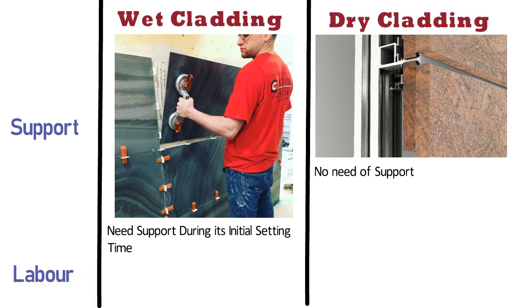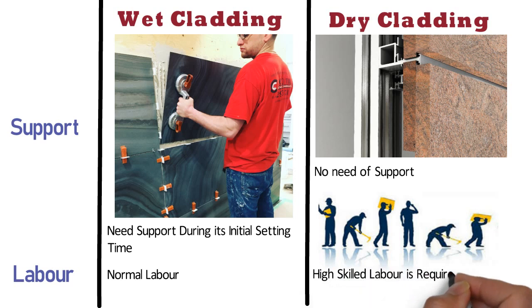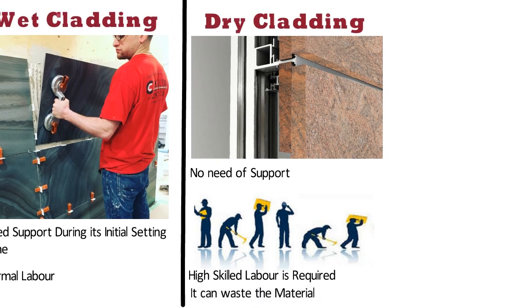Labor. Wet cladding can be done by normal labor and it doesn't require high-skilled labor. Whereas in case of dry cladding, high-skilled labor is required to drill the holes or notch properly in the tile or stone. If the holes are not drilled properly, then it can waste the material.